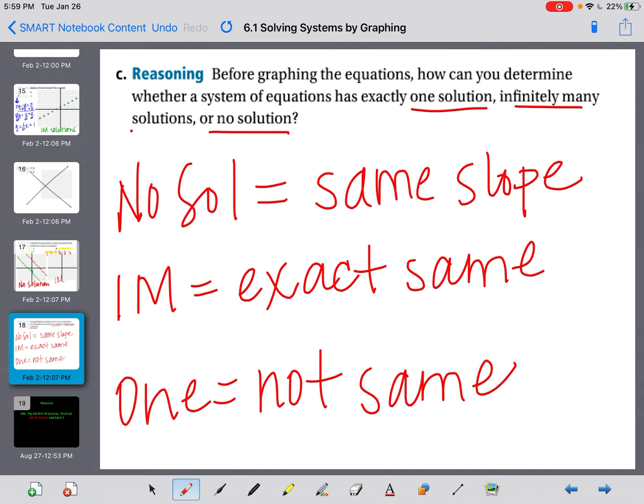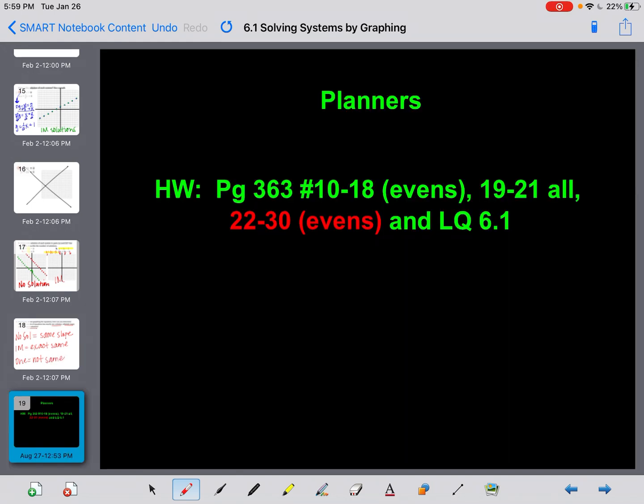All right, that's the end of chapter 6, section 1. Lots of vocab, but you should be able to complete the full assignment, which is on page 363. Numbers 10 through 18 evens, 19 through 21, 22 through 30 evens, which is the new stuff for part 2, and finish off that lesson quiz.